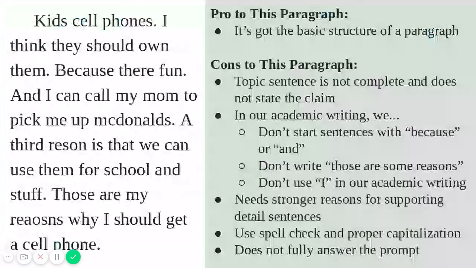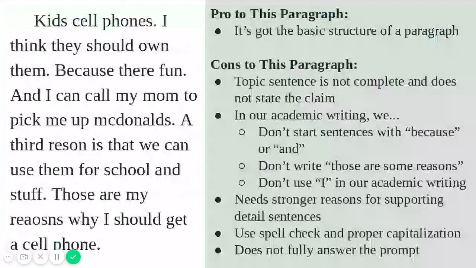Well, there is a pro, which means a good thing, right? It's got the basic structure of a paragraph. It tries to write a title topic sentence, but it doesn't. It's not complete and it doesn't state the claim. Kids' cell phones is not a complete sentence, but at least it's a start. It all centers around the same topic, cell phones.